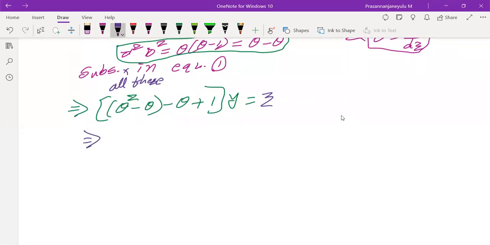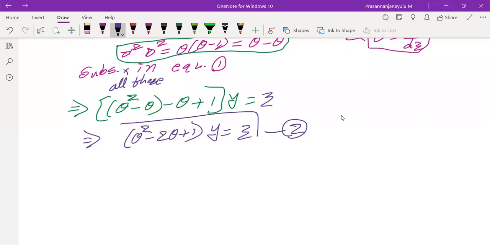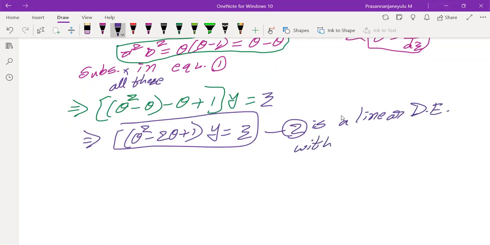Then tell me what we'll get here. It is theta square minus 2 theta plus 1 of y is equal to z. Taking this as equation number 2. What is this equation 2? It is a linear DE with constant coefficients.